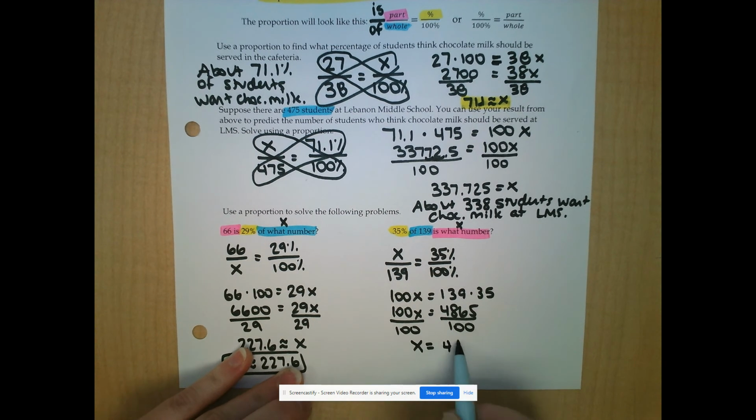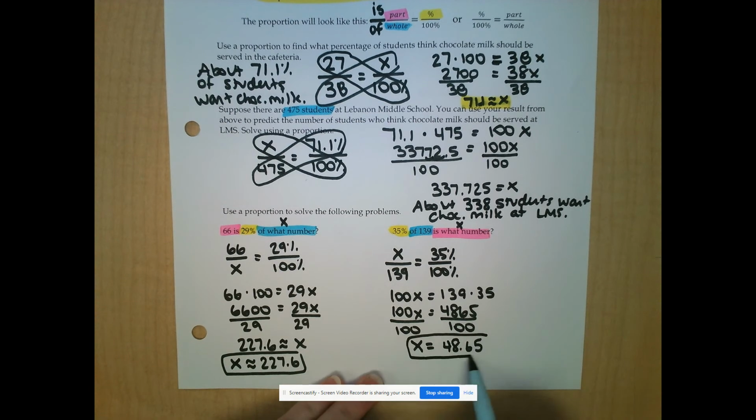X equals 48.65. Now decimals are fine here because I don't know if this is about people or tomato plants. It's just a general question, so I don't have to round that if it's not needed. The question over here on the left was a very long decimal, so I rounded it. But over here on the right, it terminated at 2 places, which meant I just wrote both of those places.